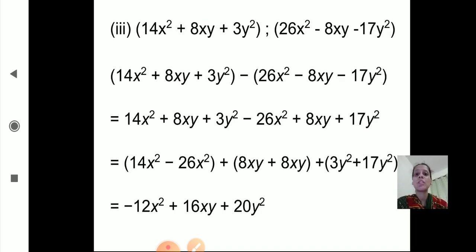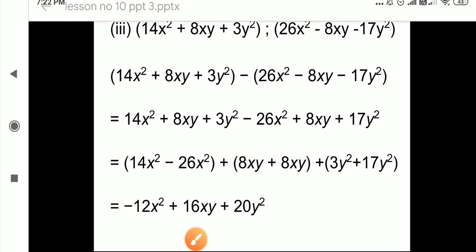Yes, this is the third sum from practice set 34. The first algebraic expression is 14x square plus 8xy plus 3y square, and the second algebraic expression is 26x square minus 8xy minus 17y square. Okay, so let's start now.